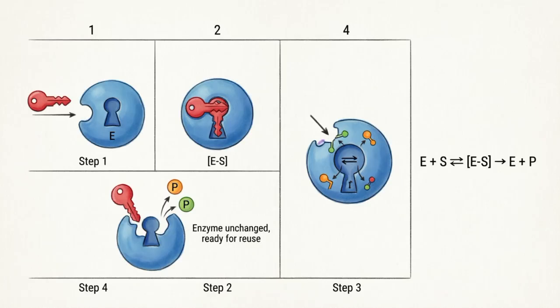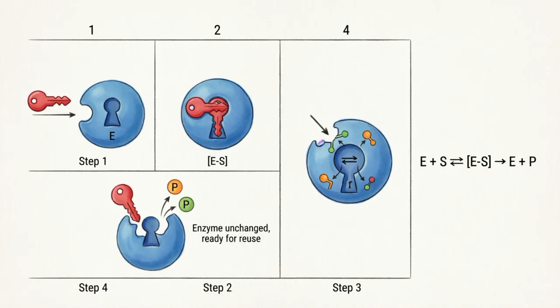Excellent. Now that we understand the basic concept, let's walk through the actual mechanism step by step. Step 1. Look at the top left panel. Here we see the red key-shaped substrate approaching the blue enzyme, labeled with an E. The enzyme has this distinctive blue keyhole-shaped active site. The substrate is moving toward it, shown by the black arrow. At this stage, they are separate and independent.